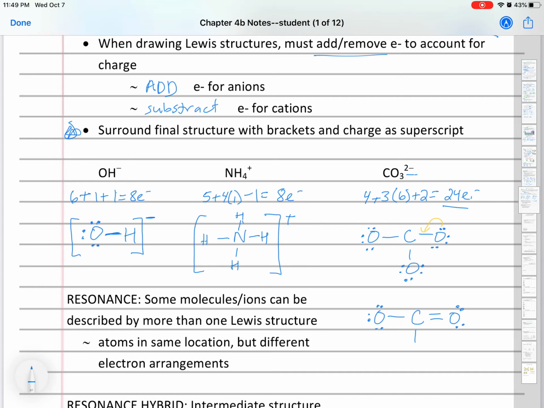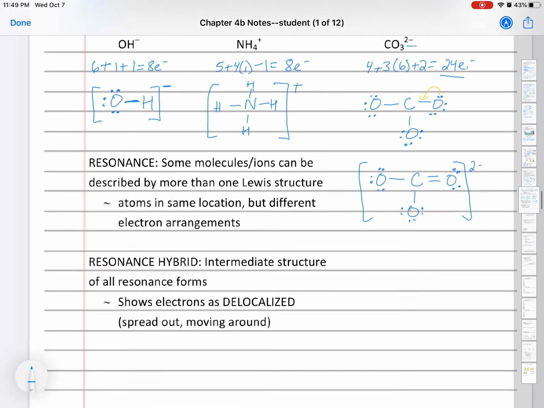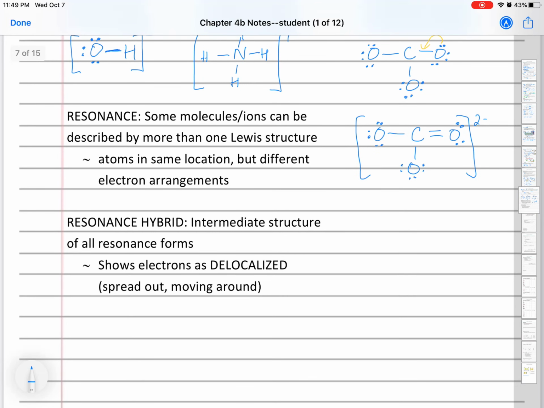And I don't want to forget my lone pairs. All right, so we end up with this structure here. And we're going to do our brackets and our charge, okay? But we could just as easily have ended up with this structure. Put the double bond over here on this oxygen. All right, or we could have put it on the bottom one.